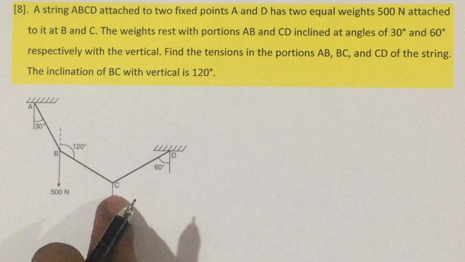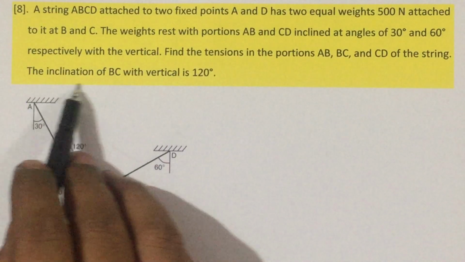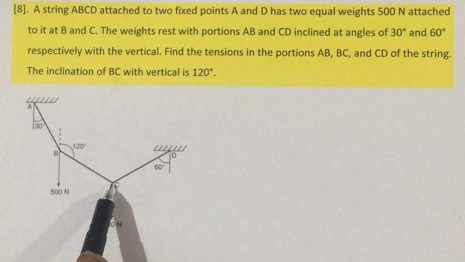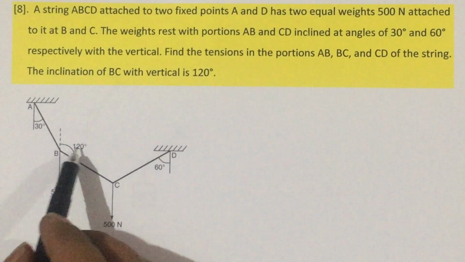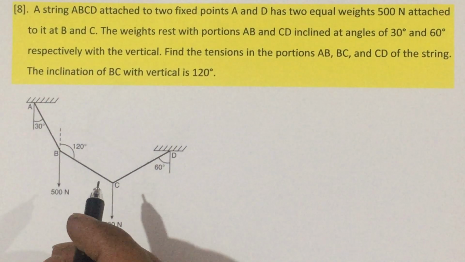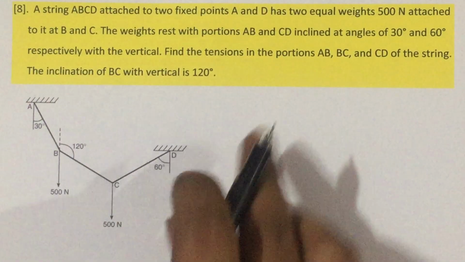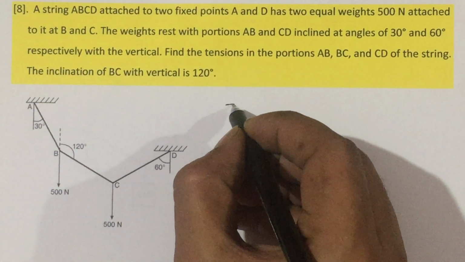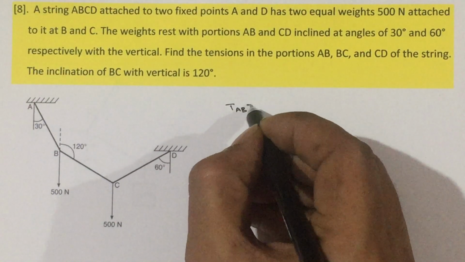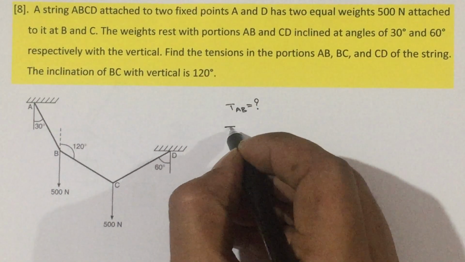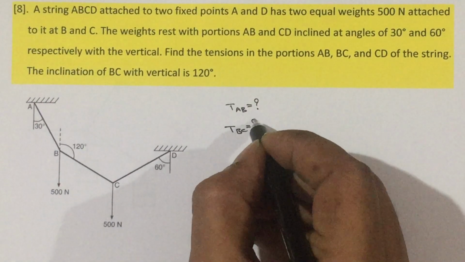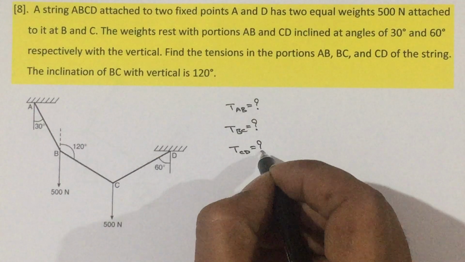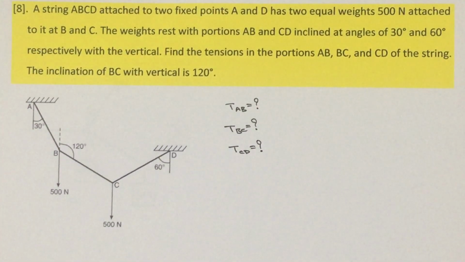So, we need to calculate the tension in these members. The inclination of BC with the vertical is 120 degree. This BC member is inclined at an angle of 120 degree with respect to vertical. What we need to find? AB, BC and CD tension. So, T_AB question mark, then T_BC question mark, then T_CD question mark. We need to find the tension in all the members.